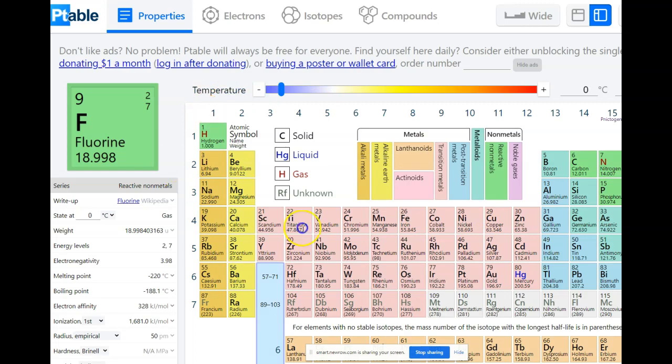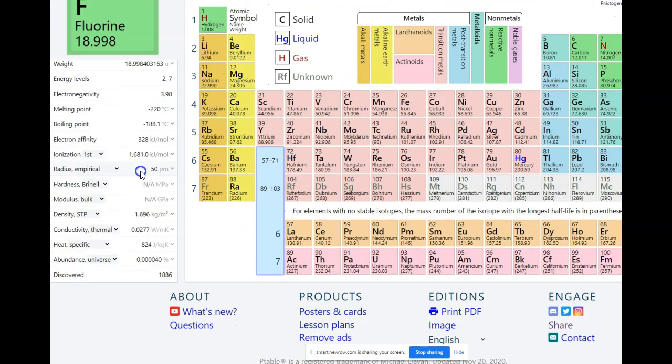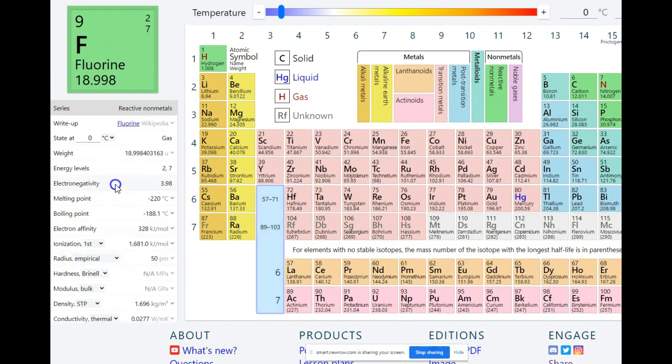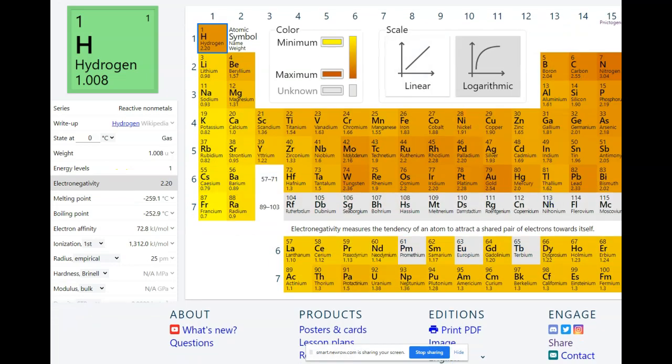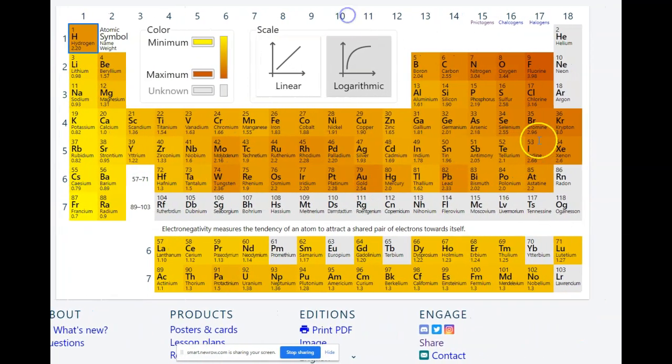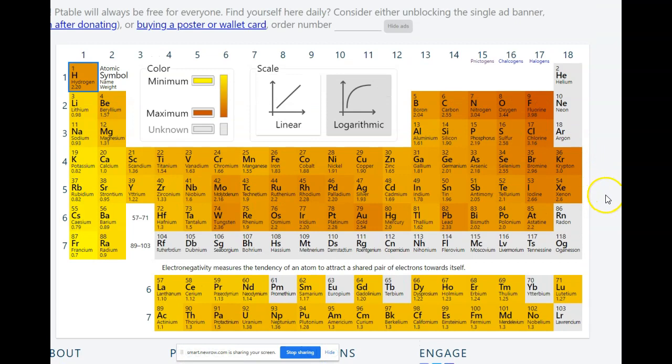So let's go ahead and take a look here. We have our periodic table. And the cool thing about this is you have a bunch of properties over here on the left. And if you click on those properties, you can actually see the periodic table in terms of those properties. So I'm going to go ahead and click on electronegativity. Okay, and now you can see that my periodic table has changed to show me electronegativities.